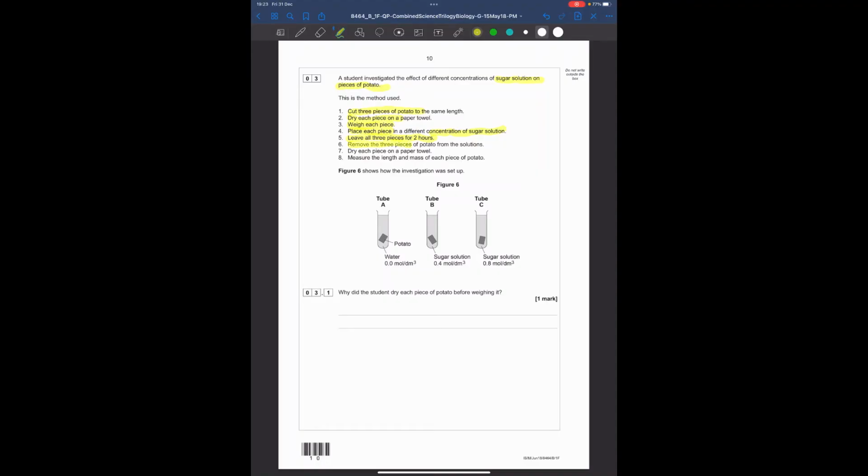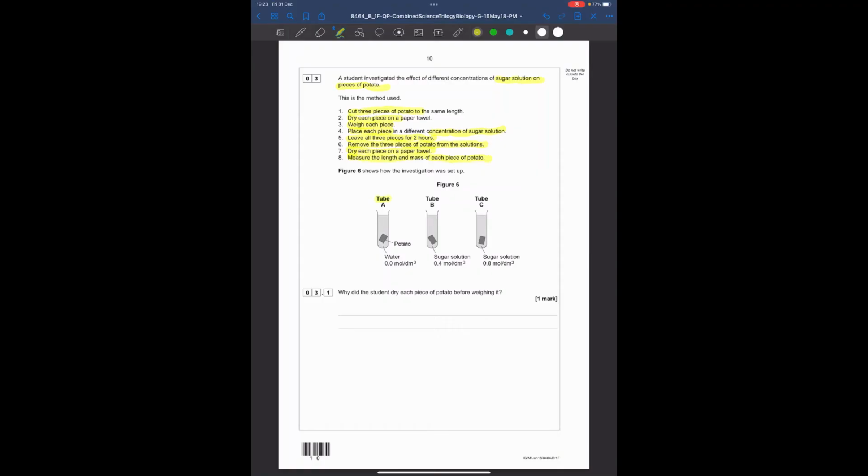They removed the 3 pieces of potato from the solutions, and they dried each of them on a paper towel. They then measured the length and mass of each potato after the 2 hours. So figure 6 shows how the investigation was set up.